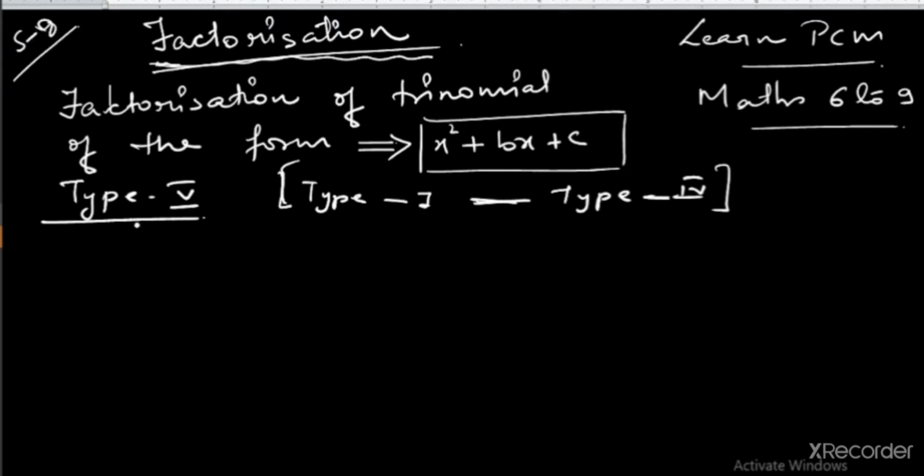Now today we are going to talk about type 5, which is related to this type of trinomial expression. You can see here that this is a trinomial expression. There are three terms, and the expression is of this type, that is x square plus bx plus c.